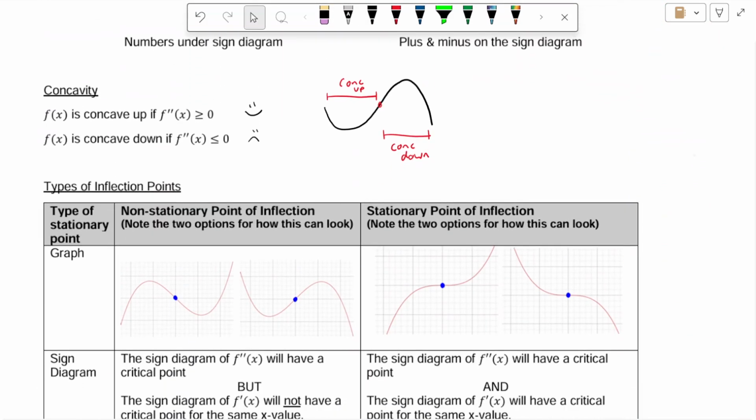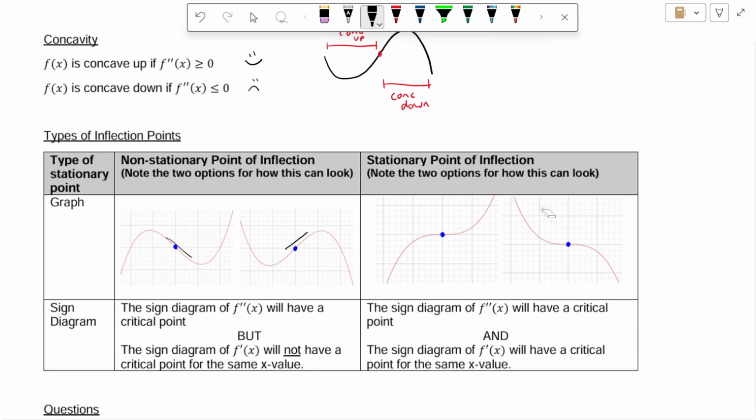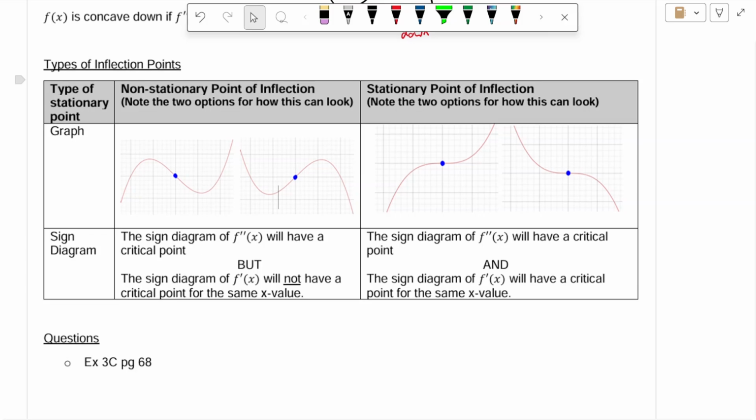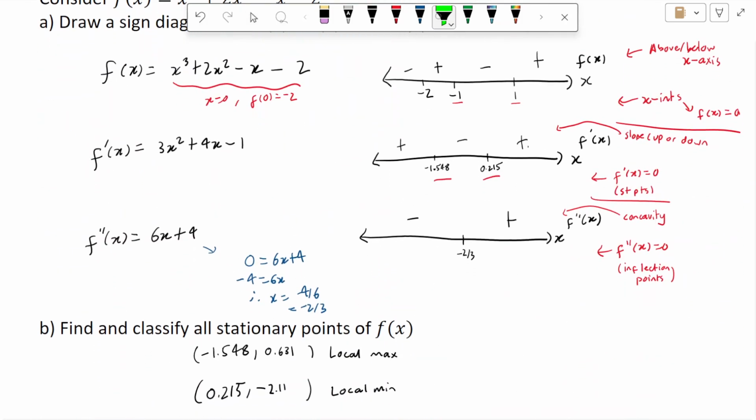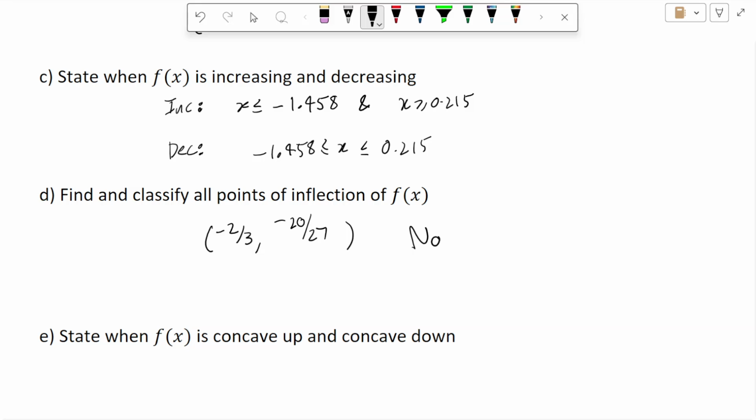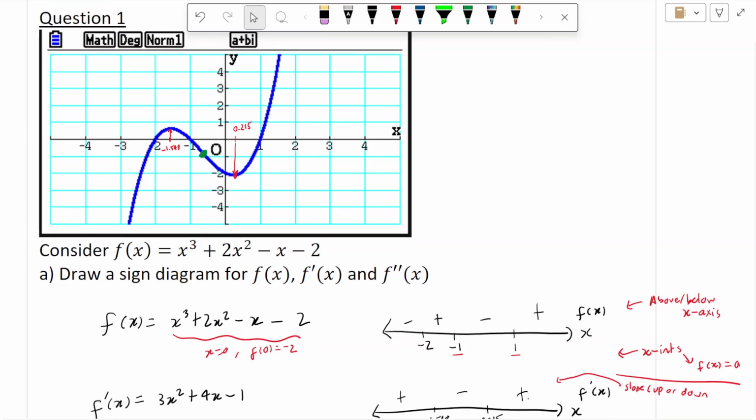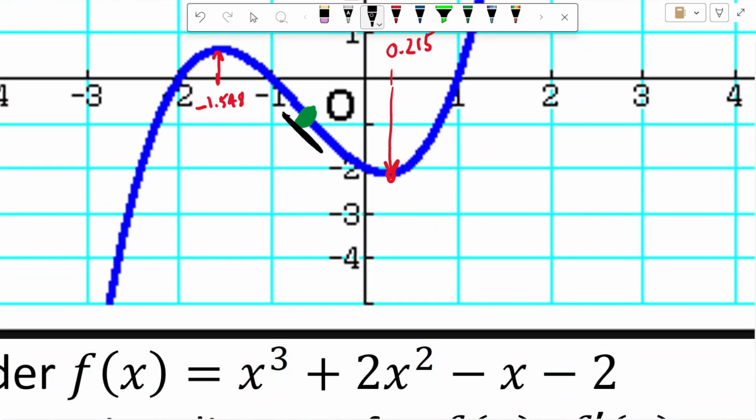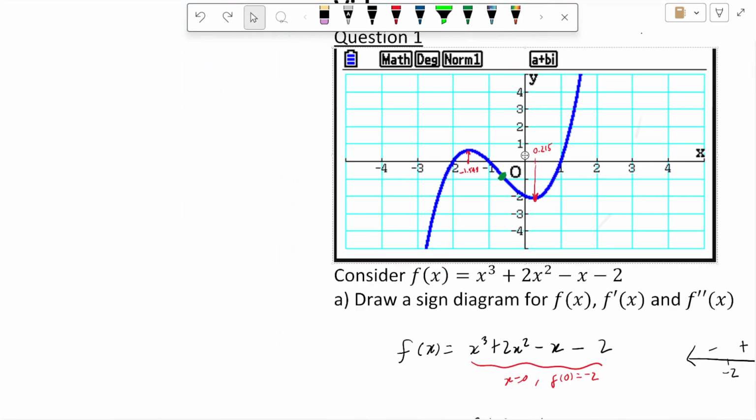There's two types. You've got non-stationary, where it's not flat at the same time, or you've got stationary, where it's flat. You can tell from the sign diagram. You can see here we've got a point of inflection, but at minus 2/3, we don't have a stationary point. That would tell us this is non-stationary, because it's, well, not stationary. So that's how we classify this one. If f dash of x did equal 0, then we would have a stationary point. And I'm pretty sure we can agree that green point is not flat, it's sloping down.